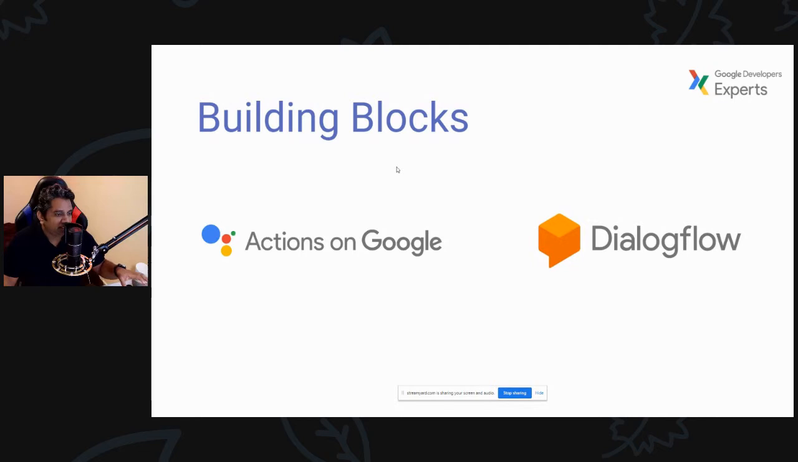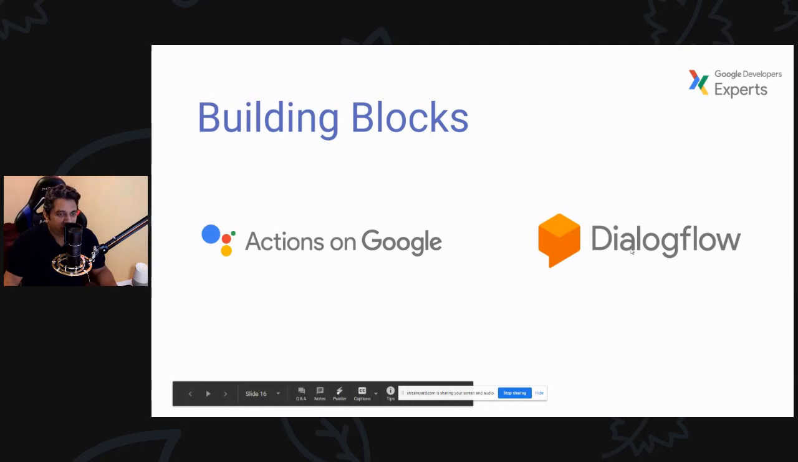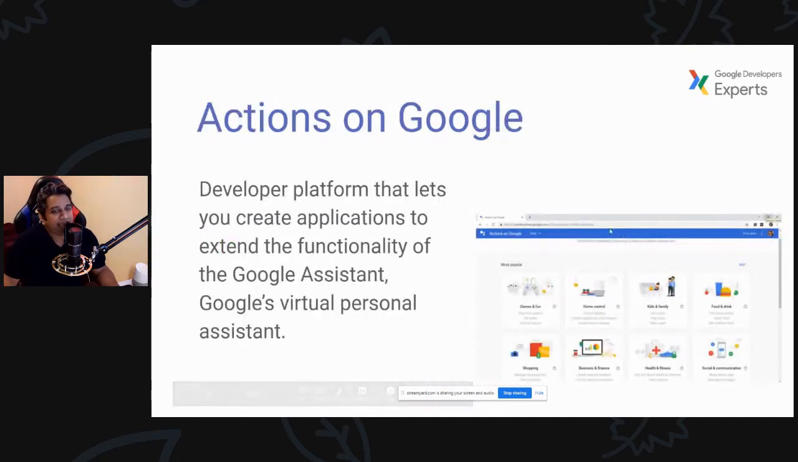So stay with me for the next two to three slides, because these are the most important and the most basic foundations or building blocks to build your own actions. So one is the Actions on Google platform, and the other is called Dialogflow. So what is Actions on Google? It's a developer platform that lets you create applications to extend the functionality of the Google Assistant.